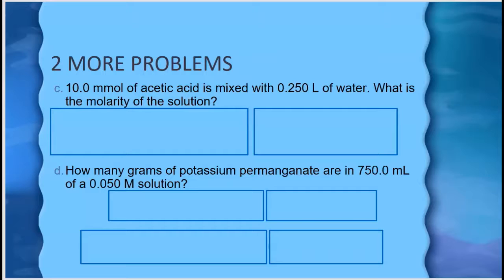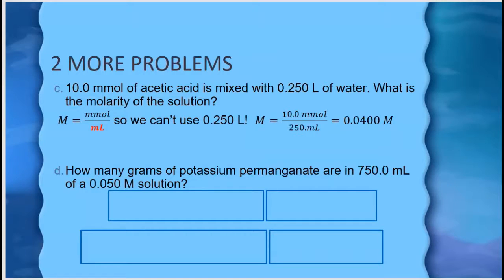So in this one, I have 10 millimoles of acetic acid mixed with 0.250 liters of water, and it would like the molarity. Well, the issue I see here is that I have millimoles and I have liters. So I'm going to need to be consistent. I either have to work in moles per liter or millimoles per milliliter. So in this case, I am going to go ahead and use milliliters to go with my millimoles. So I would multiply this by 1,000.